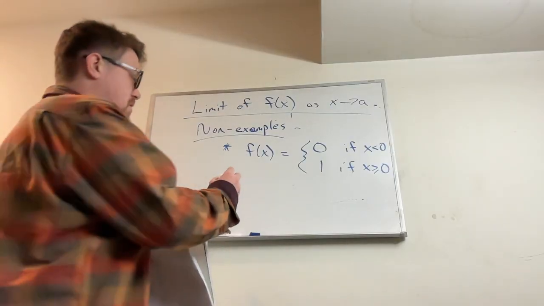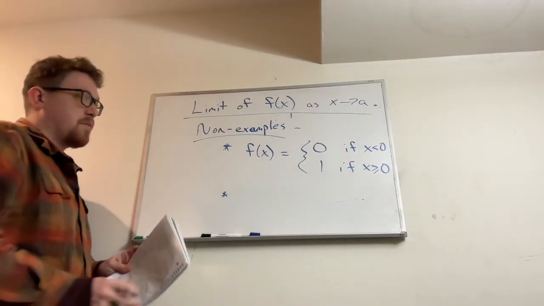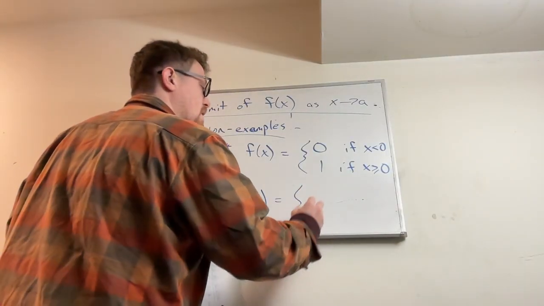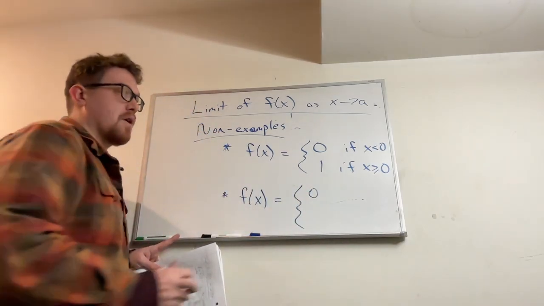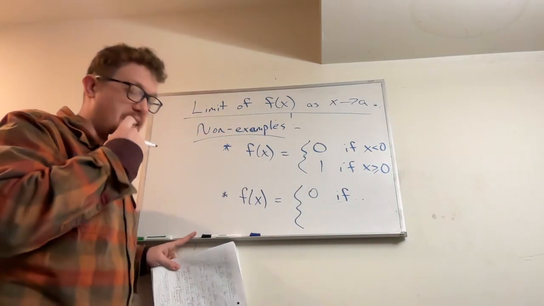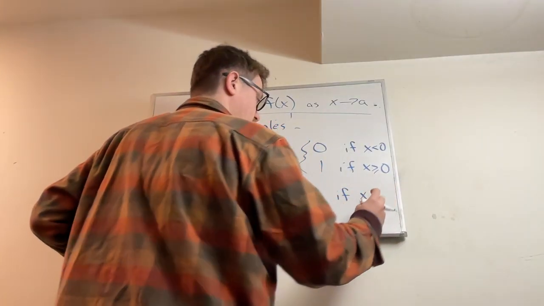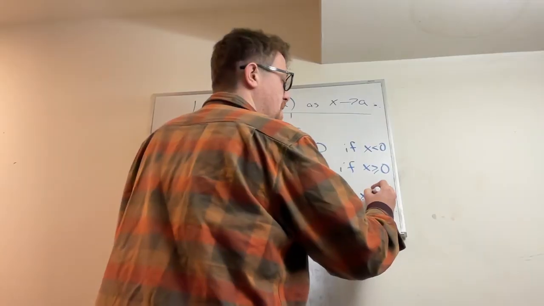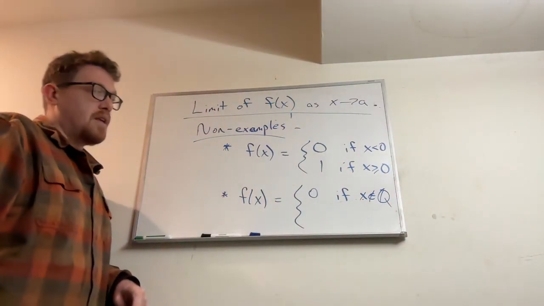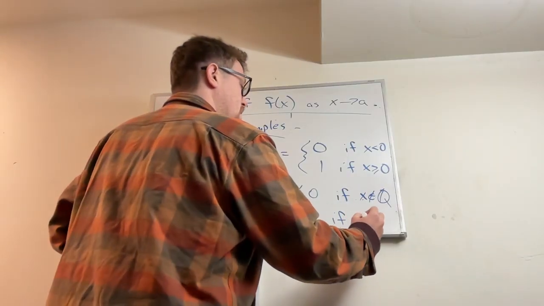And then another interesting one, which is a little bit of the same idea but a little more complicated. Let's say the function is 0 if x is not a rational number, and it's 1 if x is a rational number.